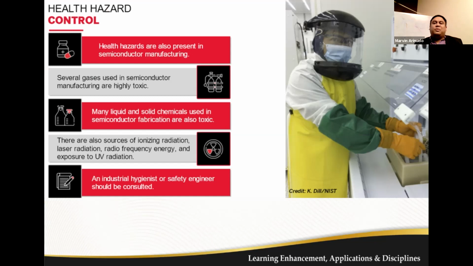Health hazards are also present in semiconductor manufacturing. Several gases used in semiconductor manufacturing are highly toxic. The toxicity hazard must be monitored continually and must be controlled. In addition to the piping and control system, the exhaust system should include an air treatment process for this material to avoid release into the atmosphere.